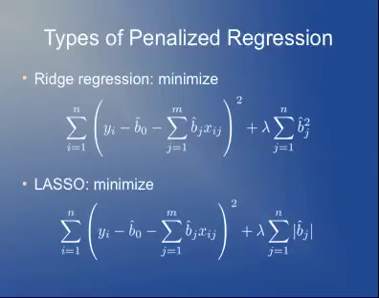smaller set of coefficients. LASSO is similar, except that rather than the penalty term being the sum of the coefficients squared, it's just the sum of the absolute value of the coefficients. That has certain advantages over ridge regression, as I'll discuss here in a minute.